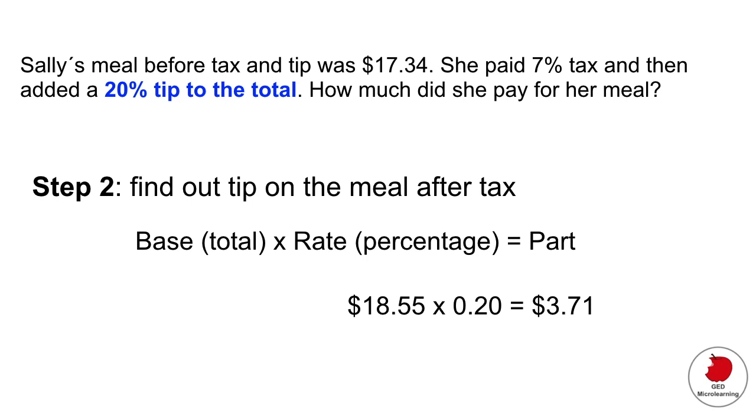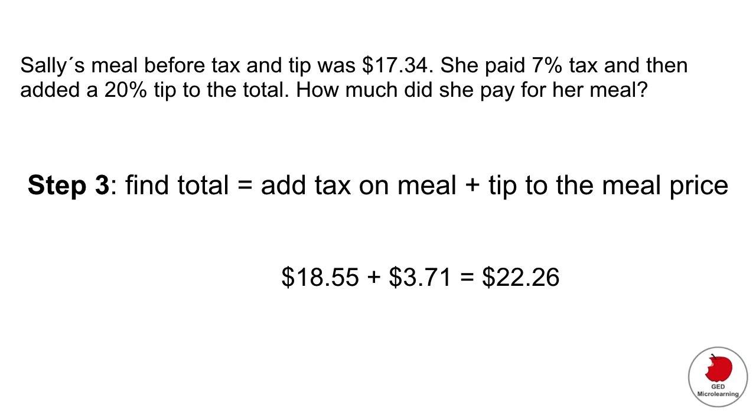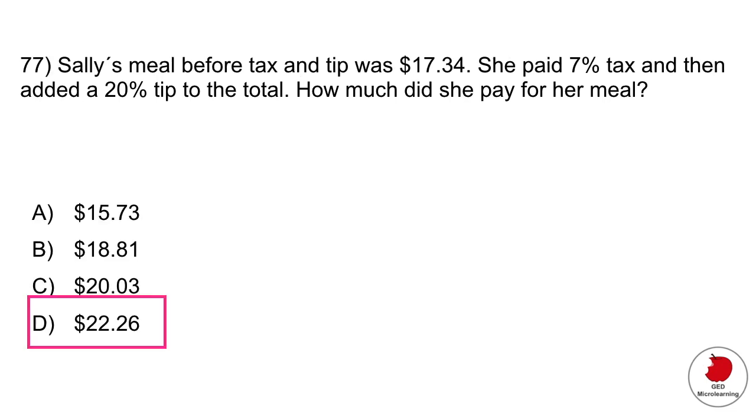Okay, so we're going to use the same formula that we used before, except this time, instead of multiplying by 0.07, we're going to multiply by 0.20, or 20%, which is what we want to tip. And that will give us $3.71. And now the final step is basically to add these 2 numbers together, the tip and the meal with the tax, and that gives you $22.26. Option C, D.